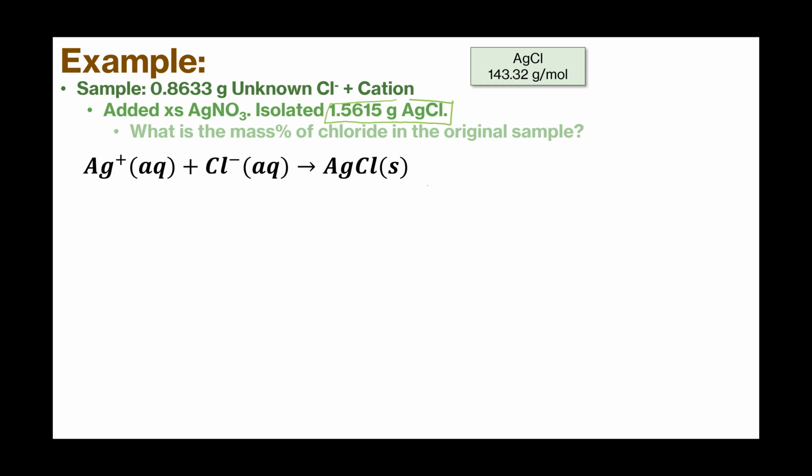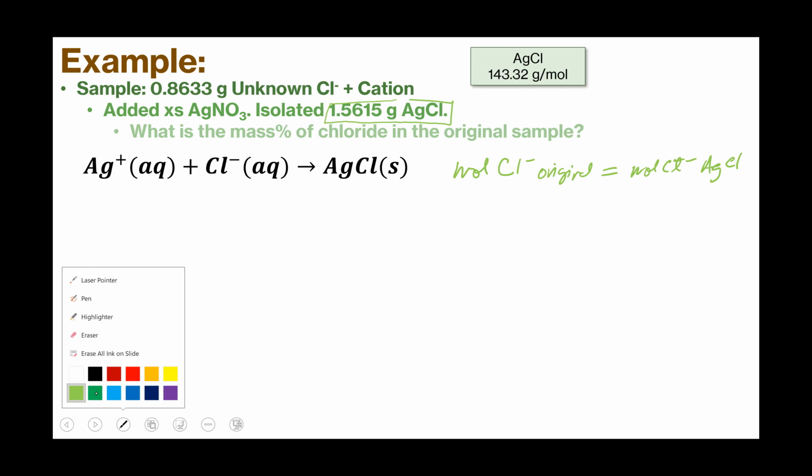All right. So we need to figure out how much chloride is in this sample. The moles of chloride in the original sample is equal to the moles of chloride in the silver chloride precipitate that we found. That's our link between the original sample and the silver chloride.